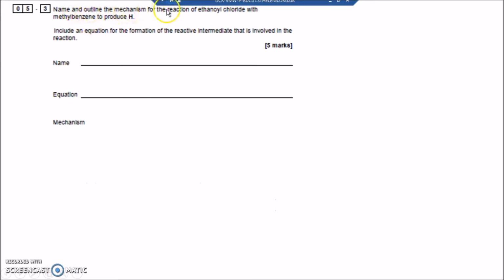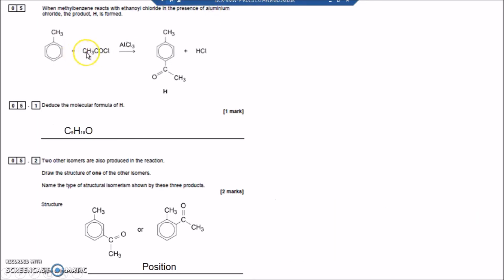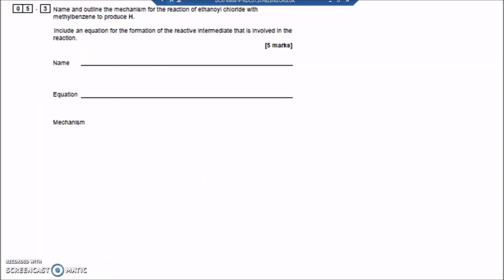Name and outline the mechanism for the reaction of ethanoyl chloride. Now, ethanoyl chloride is this here, CH3COCl, a double bond CO and a Cl. A very, very reactive, violent chemical, has violent reactions, especially with anything with water, and forms white, steamy fumes of hydrogen chloride. Name and outline the mechanism for the reaction of ethanoyl chloride with methyl benzene to produce H. Include an equation for the formation of the reactive intermediate that's involved in the reaction.